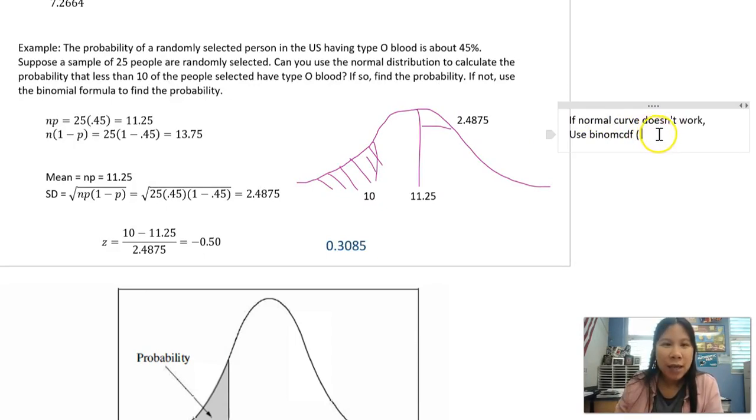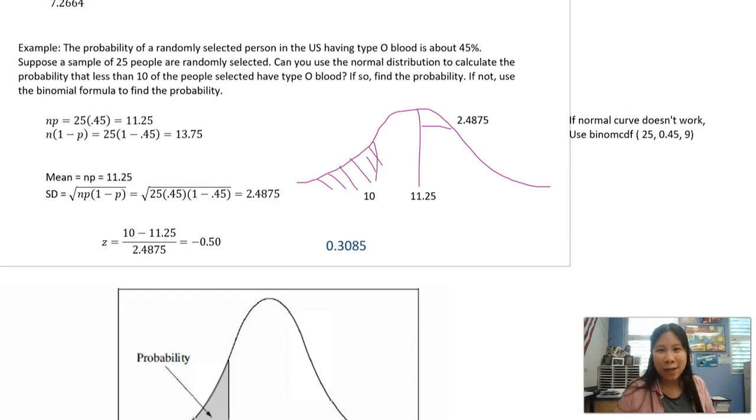So in this case, n would be 25. The probability of success is 0.45. And we wanted to add all the way up until 9, since we wanted the probability that was less than 10, so we don't include the 10. And then do that in your calculator. Since it's a less than problem, we don't have anything to subtract from 1. So that would be it.